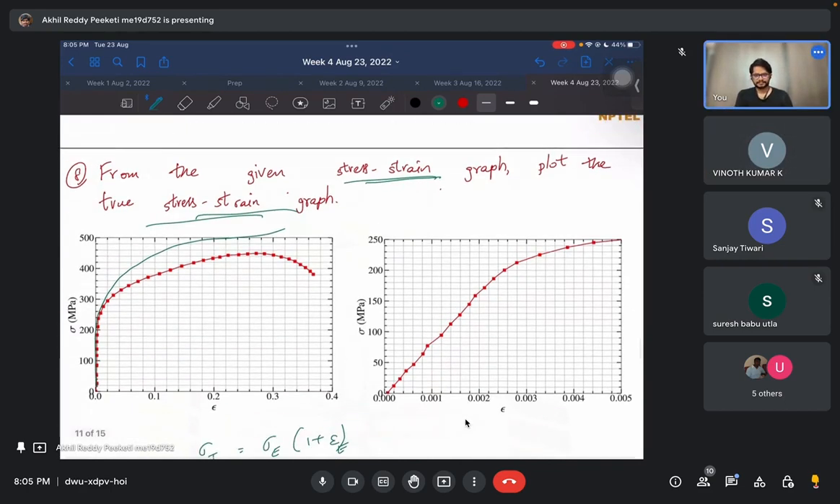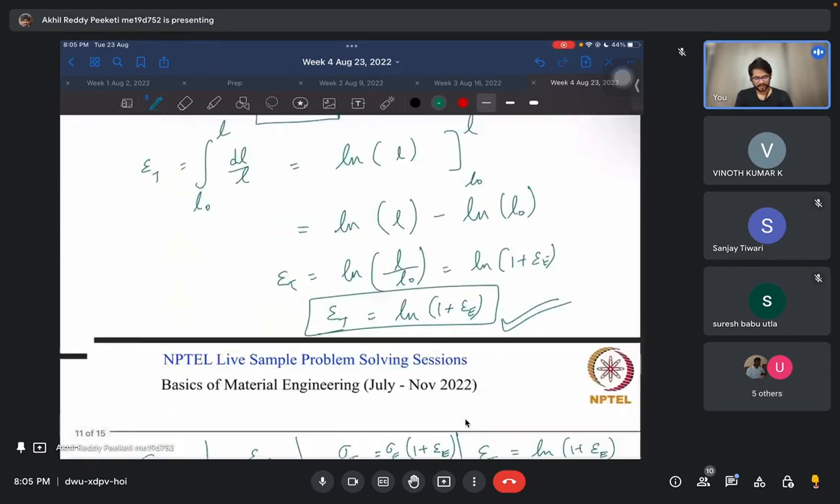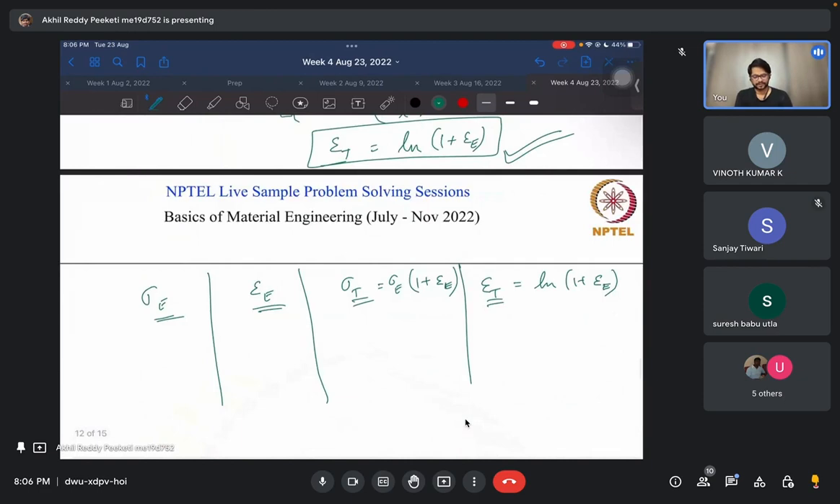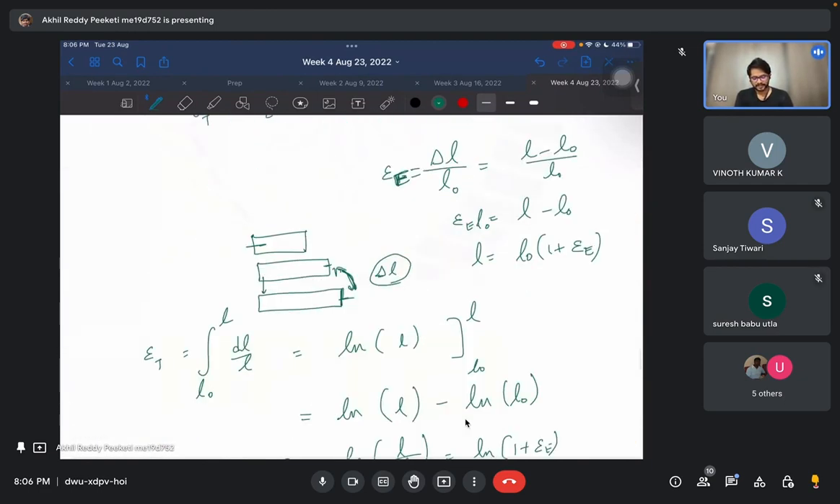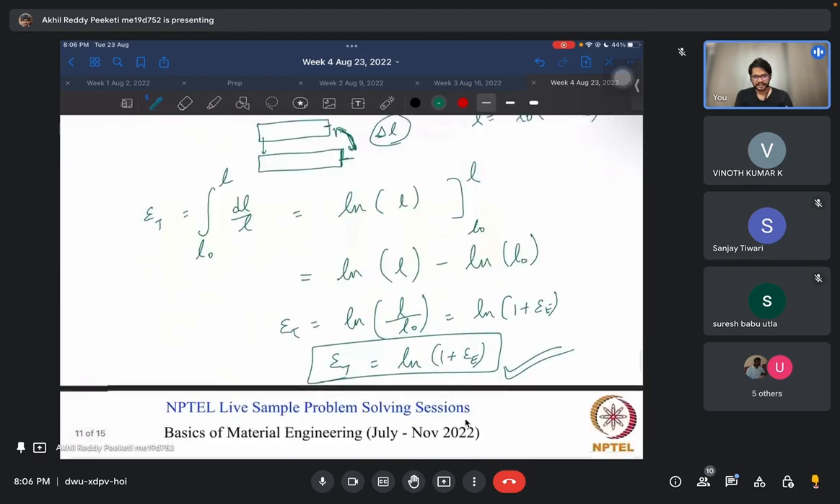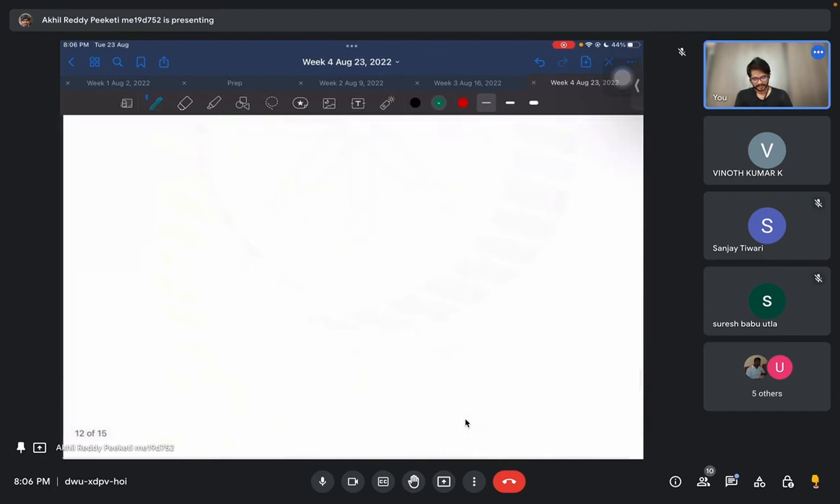Is this clear? In a subjective exam, you might be asked to draw these graphs, though maybe not. But this is how you can estimate true stress and true strain if you know the engineering stress and engineering strain, which we will know when we do the tensile test.